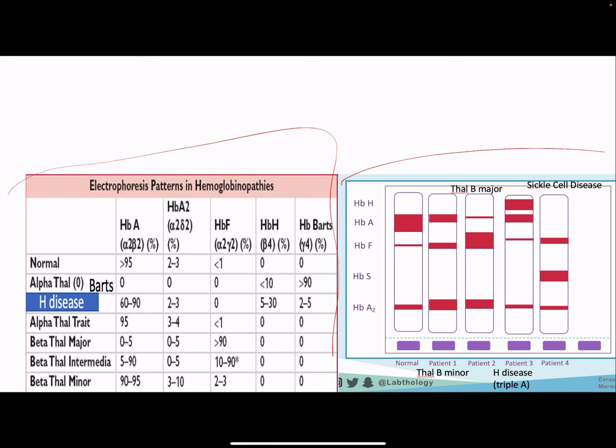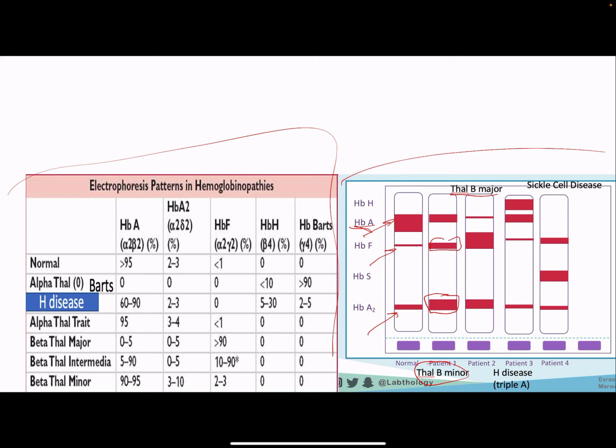So this would be a normal person. They have a little bit of A2, a teeny amount of F, and then mostly 97% hemoglobin A. But if you're thalassemia beta minor, notice that we have a lot less A because A is going to be 2 alphas and 2 betas, and we don't have as many betas. So what we have is a little bit more of the A2 and a little bit more of the F.